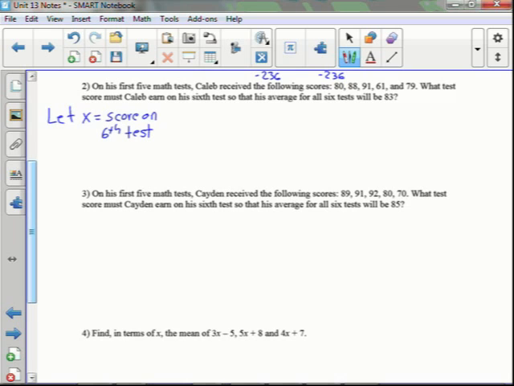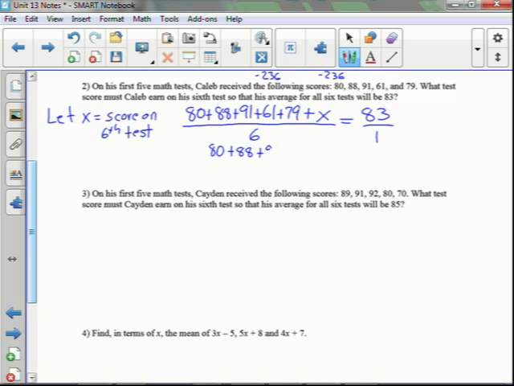Okay. So we have 80 plus 88 plus 91 plus 61 plus 79 plus x. Now, how many of those are there? 1, 2, 3, 4, 5, 6. So divided by 6, we want the average to come out to be 83. So now we're going to use the cross product property here. And we're going to get 80 plus 88 plus 91 plus 61 plus 79 plus x equals 6 times 83.